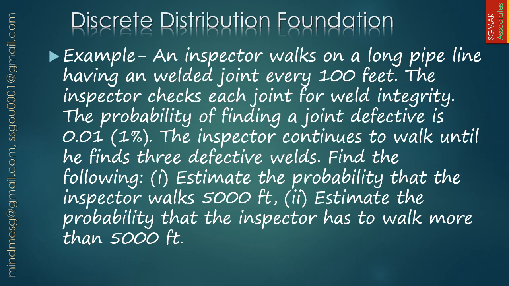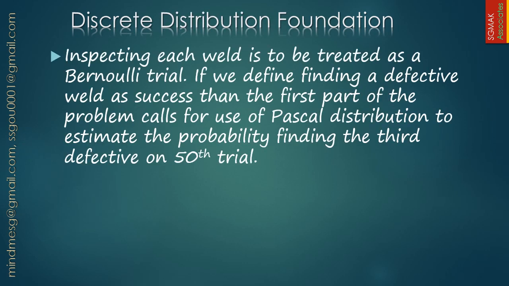So we are interested in the following events. We want to find the probability of the event that the inspector walks 5,000 feet, and the probability of the event that the inspector has to walk more than 5,000 feet. So first, inspecting each weld is to be treated as a Bernoulli trial, because when you are inspecting a weld, the outcome could be that the weld is defective or non-defective. And if you define success as finding a defective weld, then we have a probability of success in each trial of 1% or 0.01.